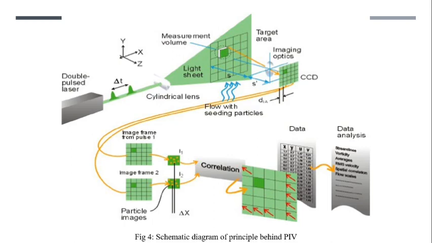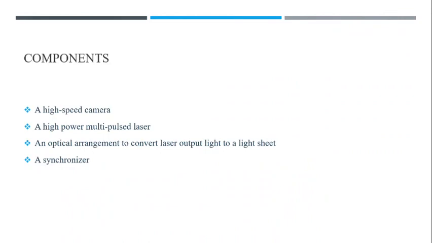The next slide is components. The components are a high speed camera, a high power multipulse laser, an optical arrangement to convert laser output light to a light sheet, and a synchronizer.